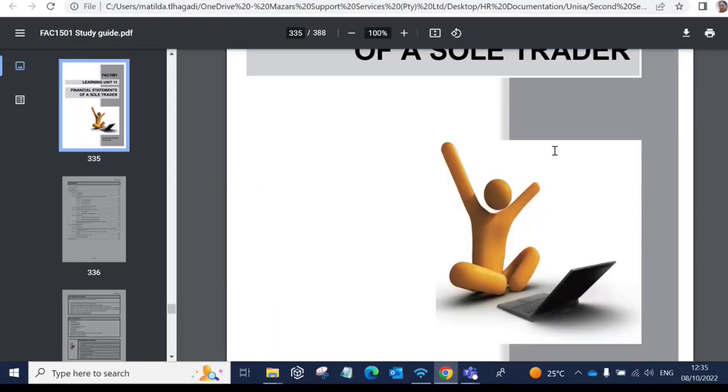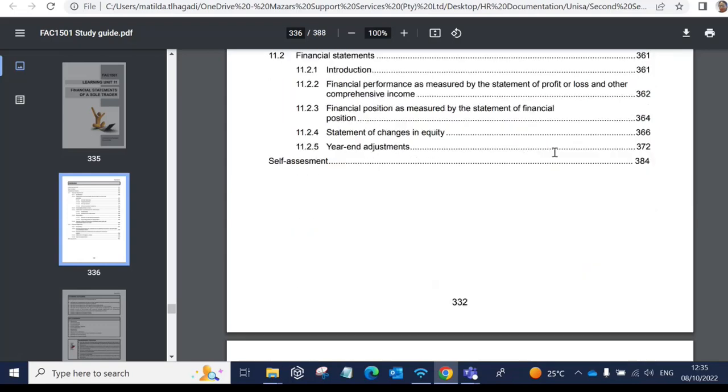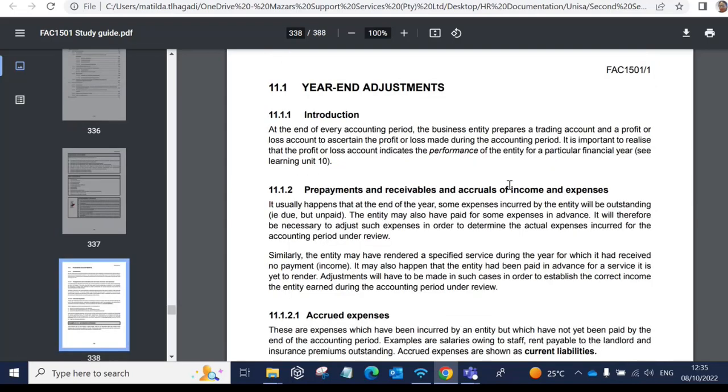Financial statements of a sole trader. Introduction. At the end of every accounting period, the business entity prepares a trading account and a profit or loss account to ascertain the profit or loss made during the accounting period. It is important to realize that the profit or loss account indicates the performance of the entity for a particular financial year. See Learning Unit 10.